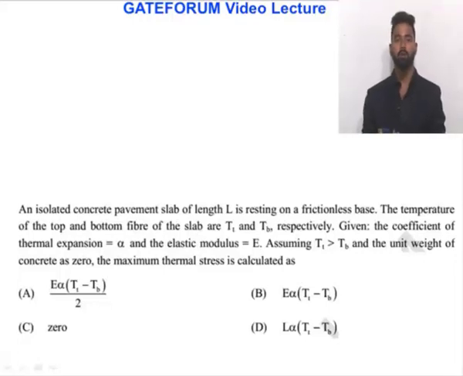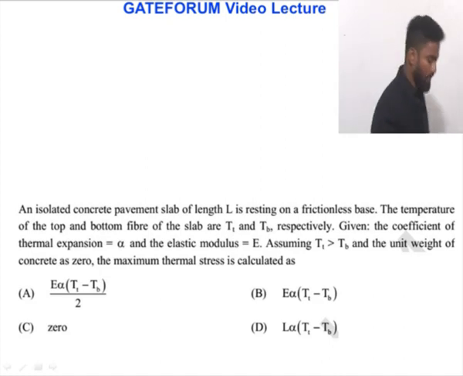An isolated concrete pavement slab of length L is resting on a frictionless base. The temperature on the top and bottom fibers of the slab are Tt and Tb respectively. Given the coefficient of thermal expansion is equal to alpha and elastic modulus is equal to E, assuming Tt is greater than Tb, the unit weight of the concrete is taken as 0. The maximum thermal stress is calculated as.